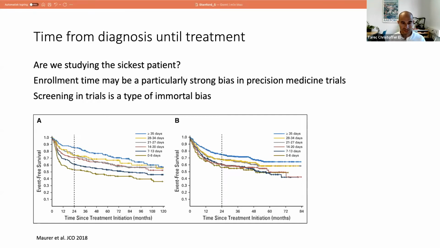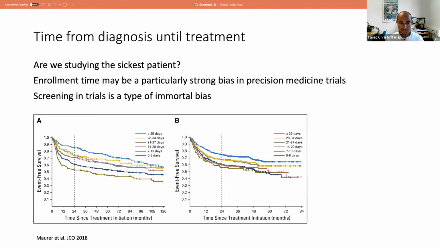It showed that patients that are treated immediately in the real world setting, like between 0 to 6 days after diagnosis, they of course, or not of course, but they do much worse than patients that can go a long time without treatment. For example, patients that are treated more than 35 days after diagnosis.